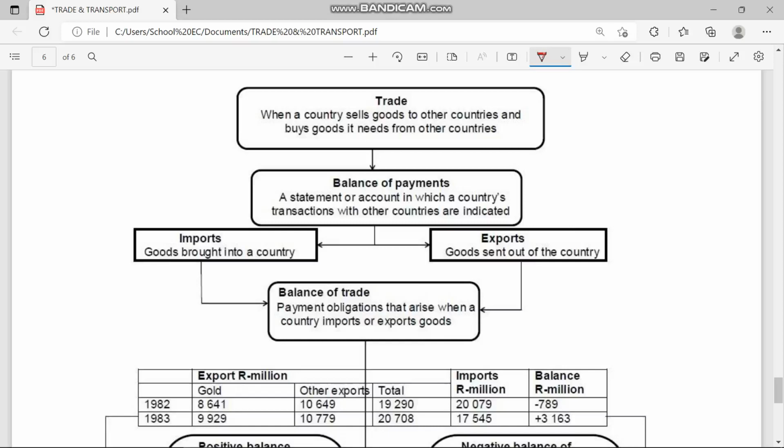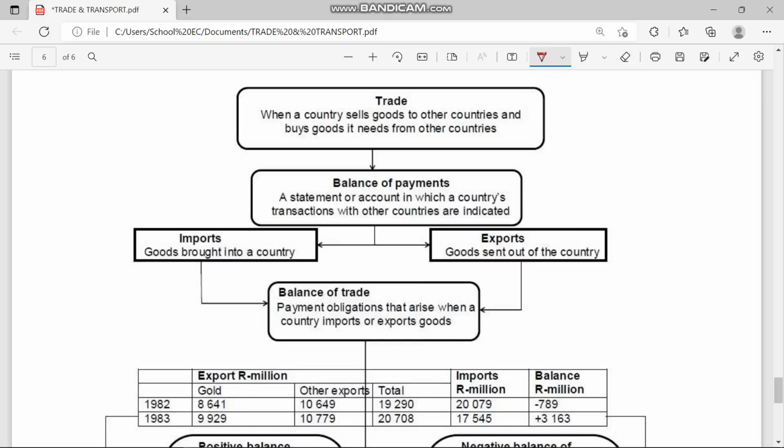So trade: when a country sells goods to other countries and buys goods it needs from other countries. That's trade. This is whereby a country imports goods and exports goods to other countries. Okay, that's what trade is all about. So a balance of payment. Balance of payment is a statement or account in which a country's transactions with other countries are indicated.